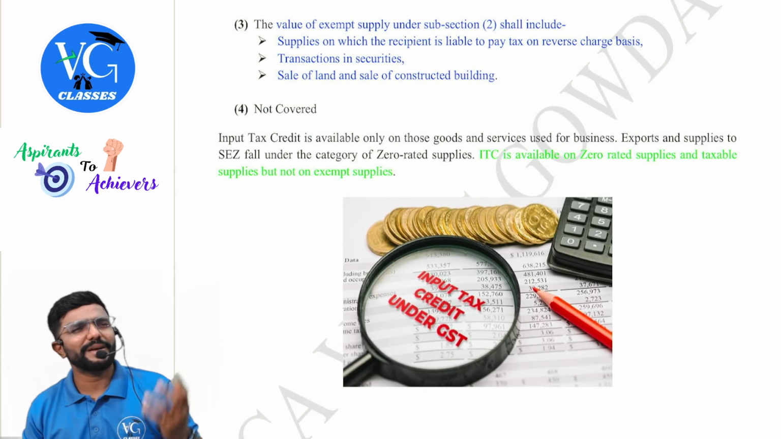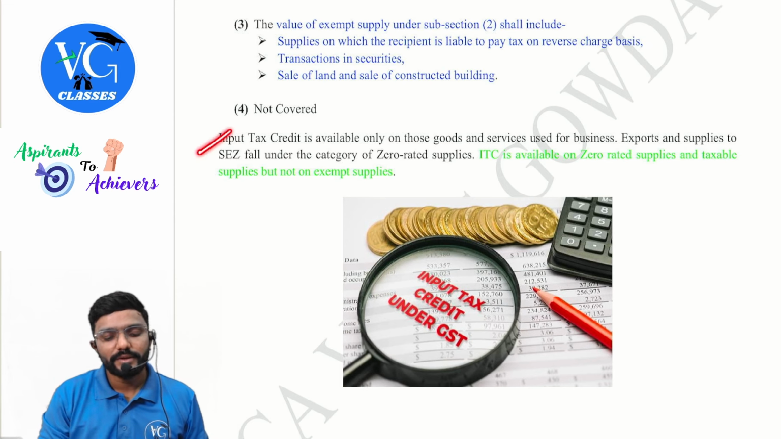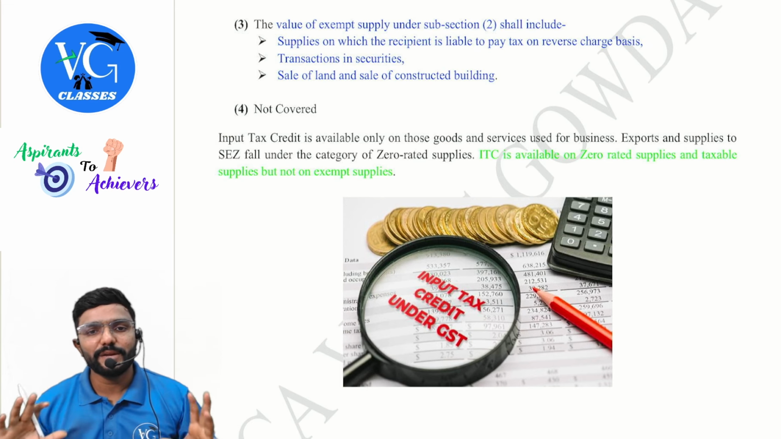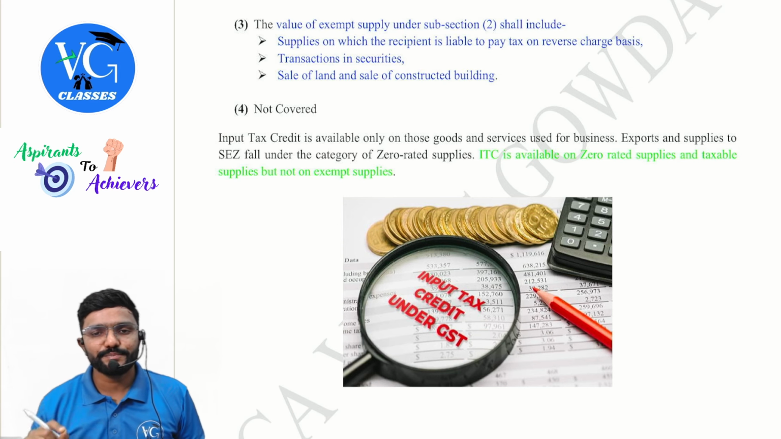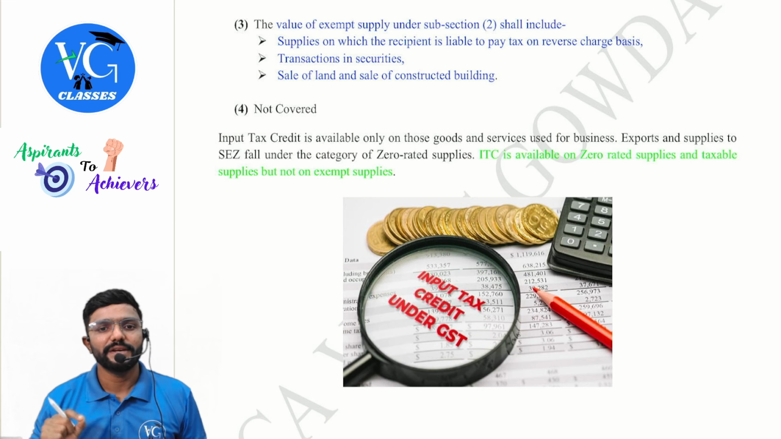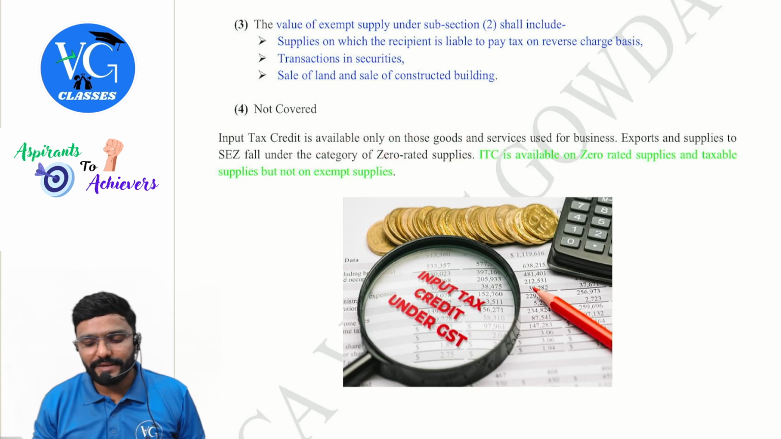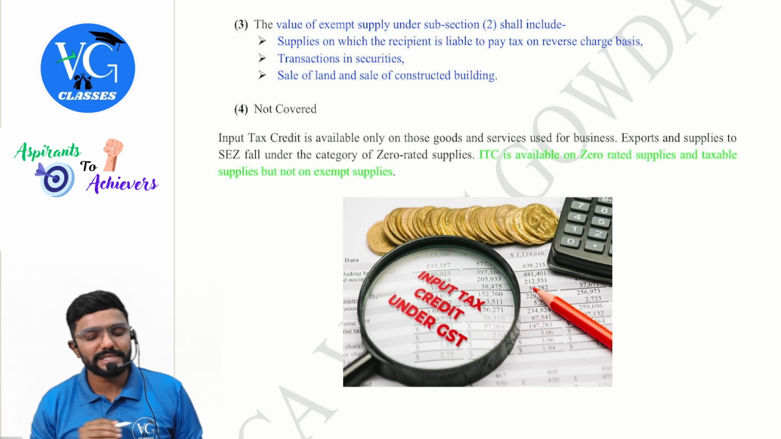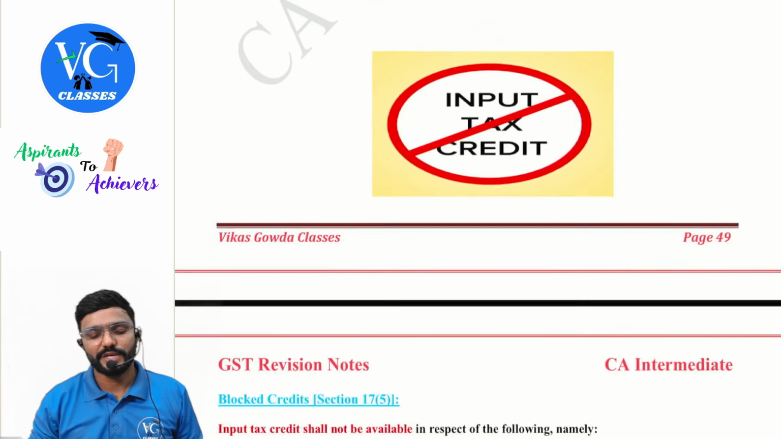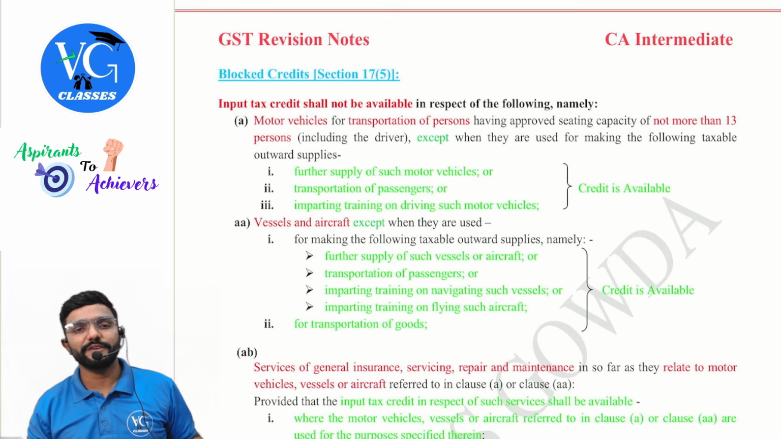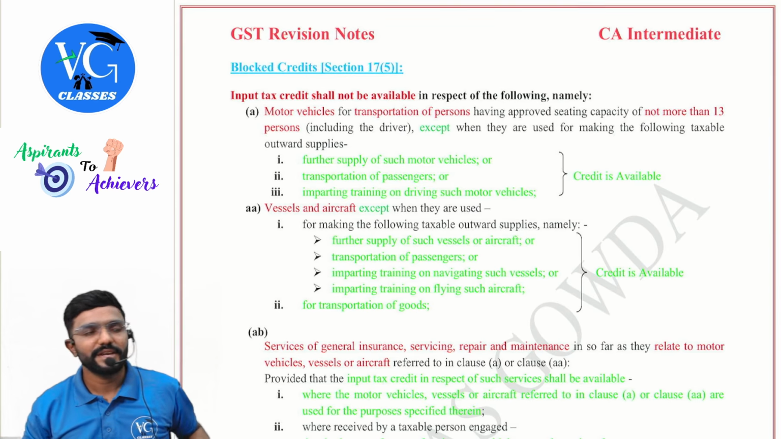Subsection 4, which talks about banking and all, is not a part of your intermediate syllabus. Next. Input tax credit is available only on those goods and services used for business. Exports and supplies to SEZ shall fall under the category of what? Zero rated. ITC is available on zero rated supply and taxable supplies, but not on exempt supplies, guys. Yes, so 17 up to 17.4 we have done with. 17.5, lot of stories are there. Important.